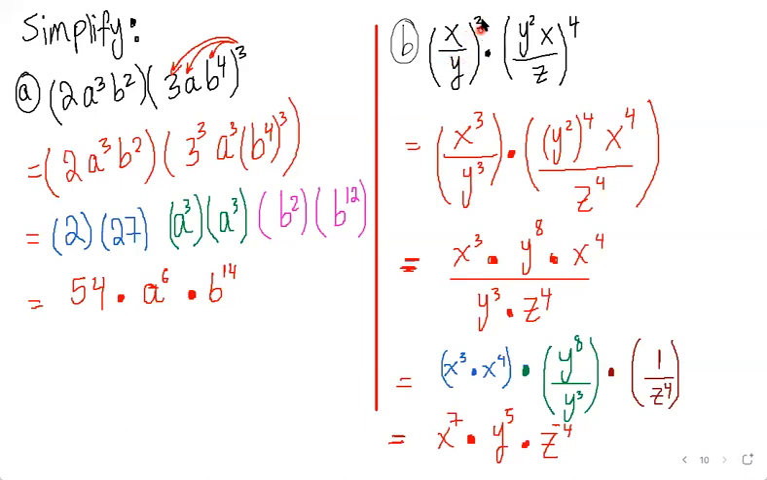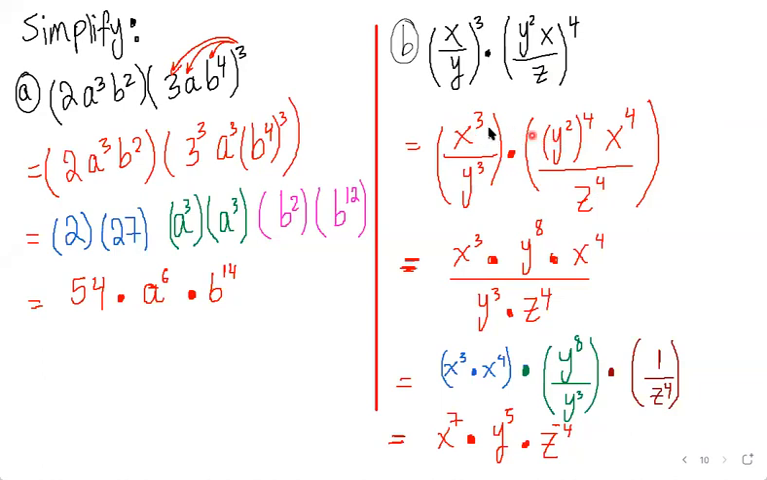So we're distributing the 3 inside the parentheses: x to the power 3 over y to the power 3. And the same thing for the 4. We have to distribute the power to everything inside: y to the power 2, everything to the 4, x to the 4, and z to the 4.